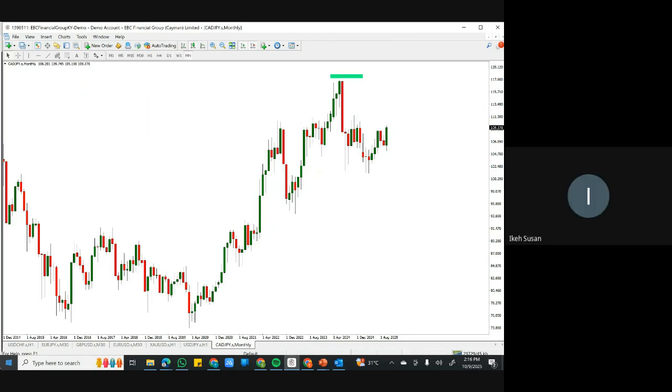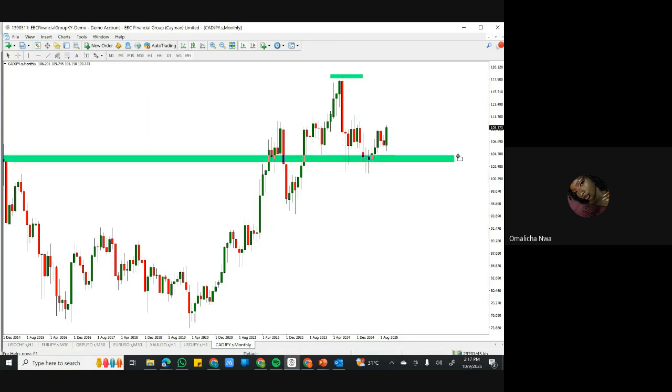I think the first red candle, the very first one. Which one? This one? No, this one? Yes. Okay, so let's drag from there. All right. Who else can identify? Try.